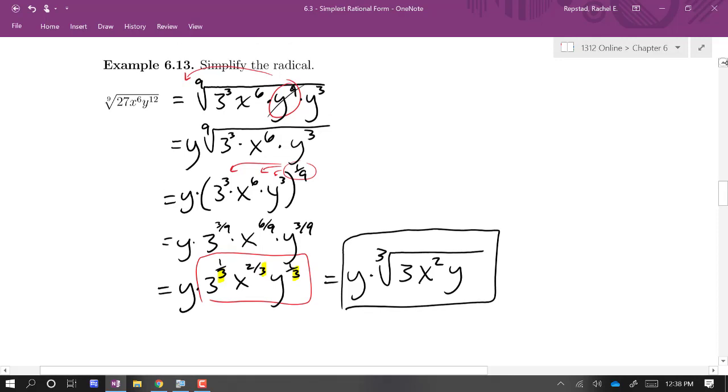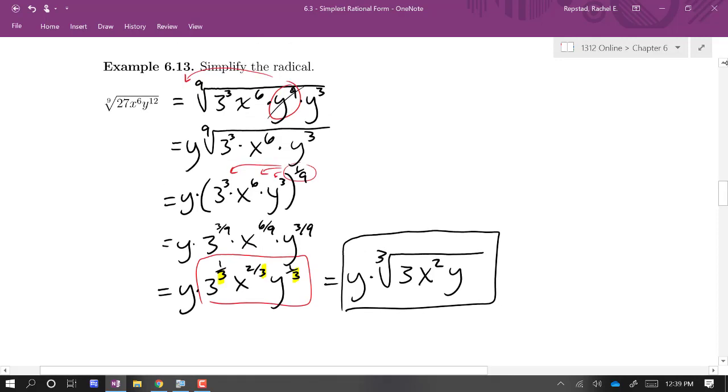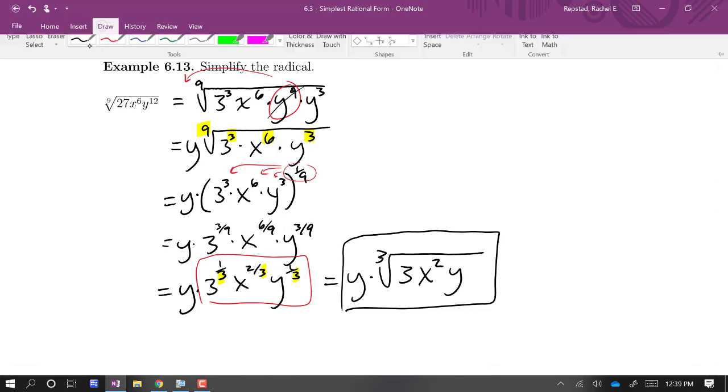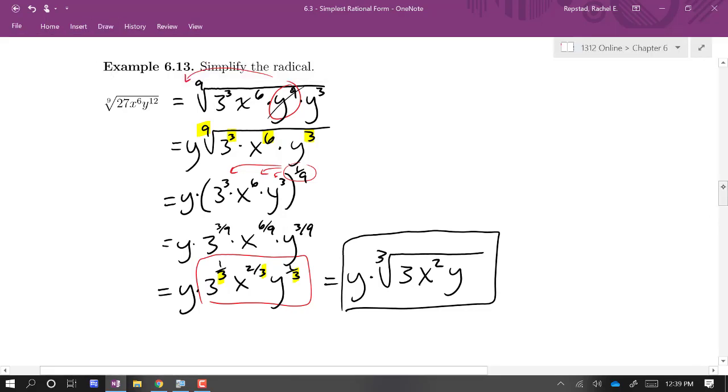Just looking back at this example, when you're checking to see if you can reduce the order of a radical, usually what you want to look out for is: do all of the exponents inside the radical share any common divisors with the order of the radical, with the index of the radical?